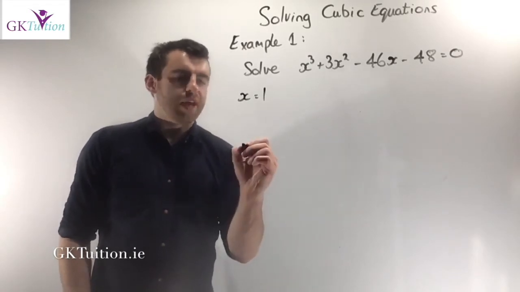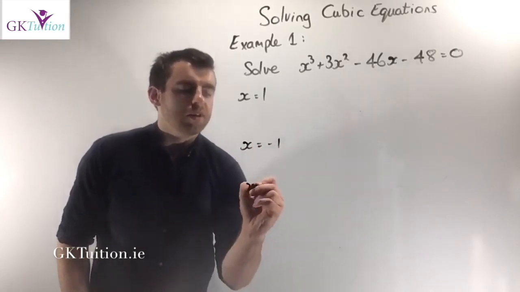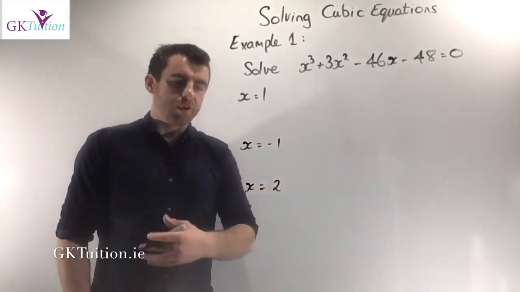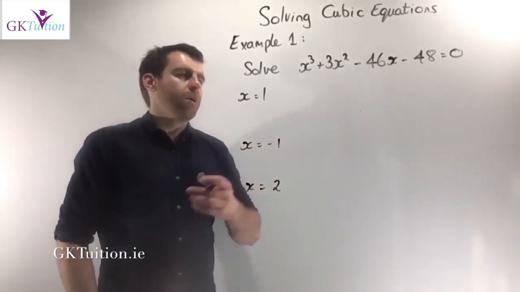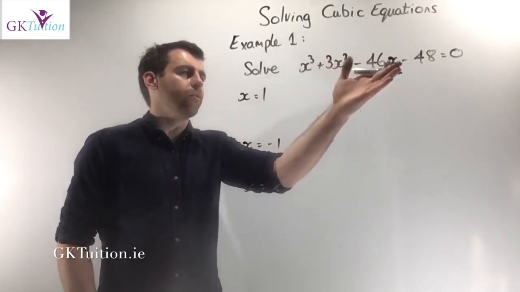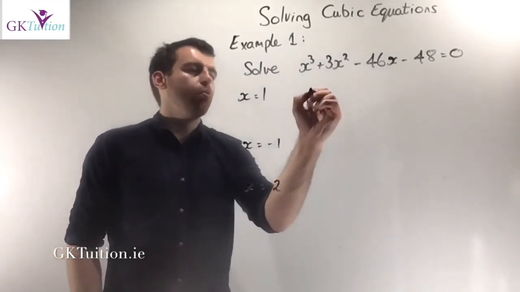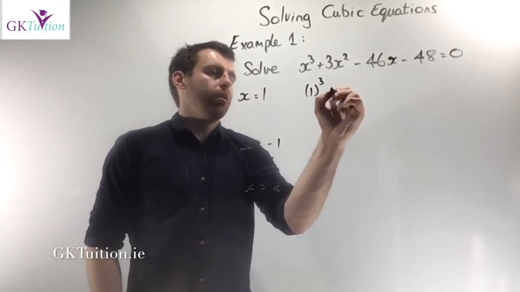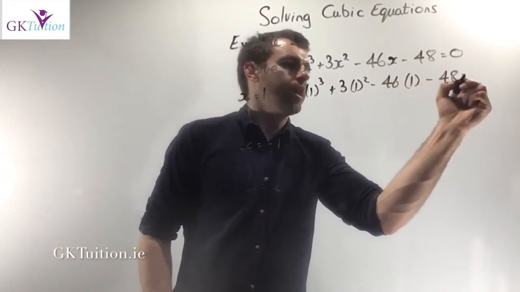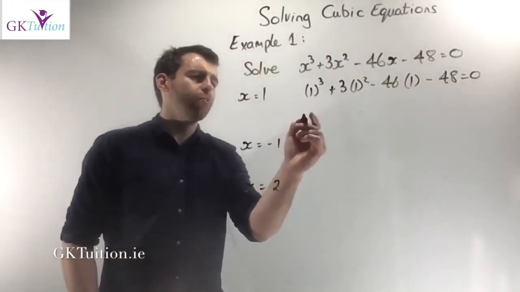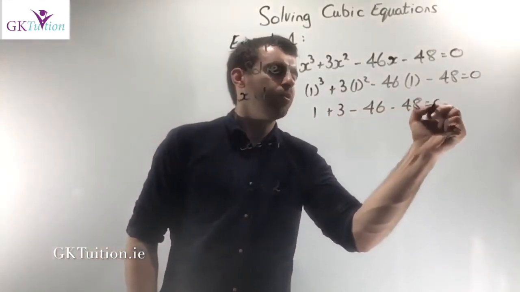If that doesn't work, we're then going to move on and we're going to try x equals minus 1 and see if that works. If that doesn't work, we're going to move on and try x equals 2. And if that one doesn't work, we're going to try minus 2, and then 3, and then minus 3, and so on. So let's just work through this. I have a cubic x cubed plus 3x squared minus 46x minus 48 equals 0. If x equals 1 is a root, when I sub in 1, everything should cancel out. So I'll get 1 cubed plus 3 times 1 squared minus 46 times 1 minus 48 equals 0. In this case, 1 cubed is 1, 3 by 1 squared is 3, minus 46 minus 48 equals 0.